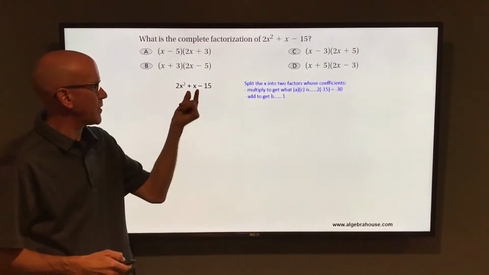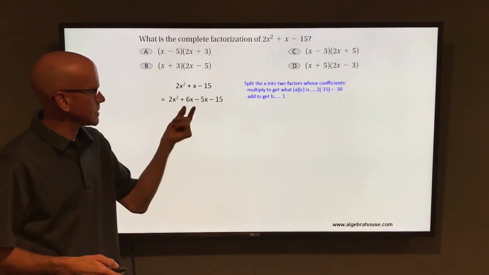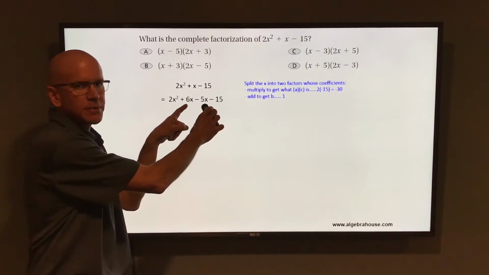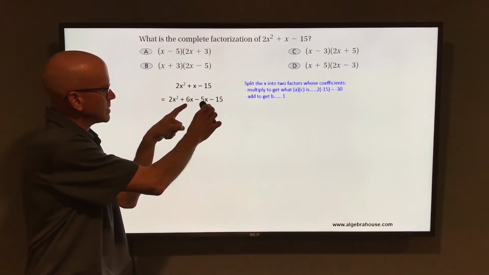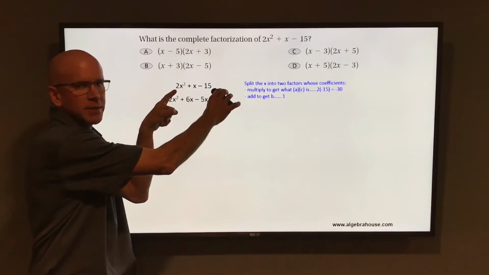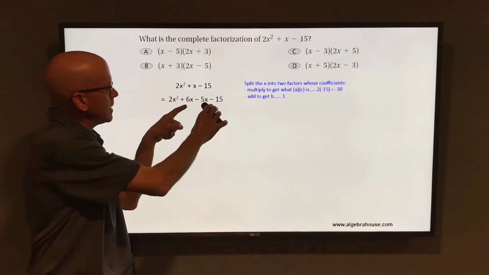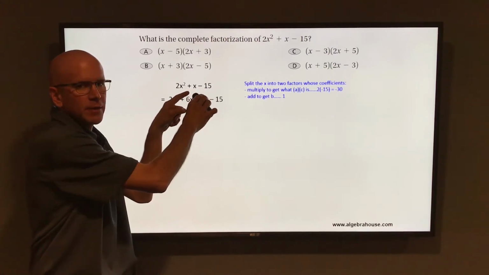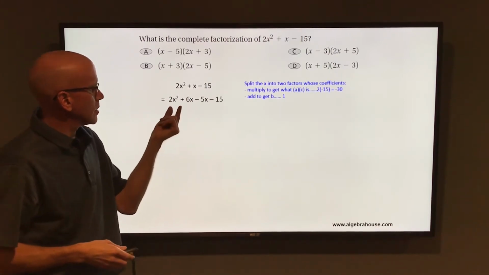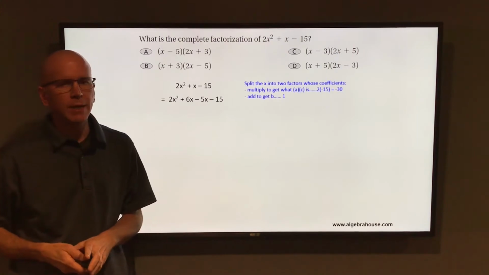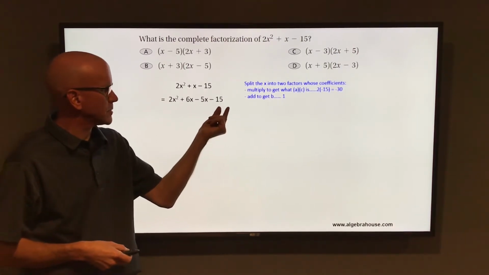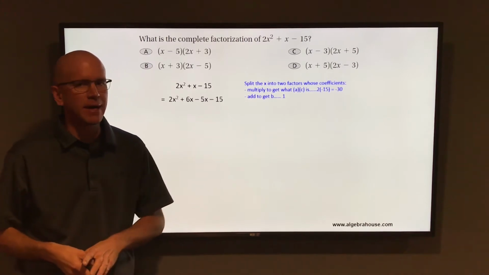So we're going to split that x into 6x and negative 5x. Once again, split this x into these two terms, 6x and negative 5x. The 6 times negative 5, that's what 2 times negative 15 is. That's negative 30. And the 6 and negative 5 added together make the middle coefficient of 1. We're going to group these first two terms together, the 2x squared and 6x, and factor out a common factor. Then we're going to group the last two terms together, negative 5x minus 15, and factor out a common factor there.